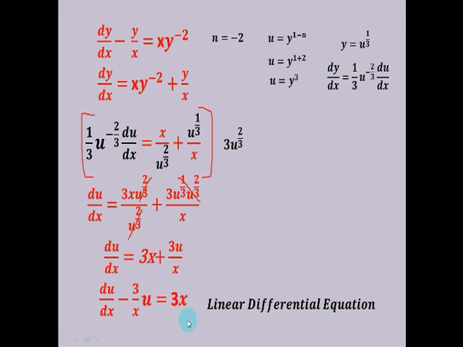So taking this to the next slide, we have here du/dx minus 3 over x u equals 3x. So this is a linear differential equation. So we can solve this function by using an integrating factor, which is represented by v. So the integrating factor will be v is equal to e to the negative integral of 3 over x dx. This 3 over x is from here.